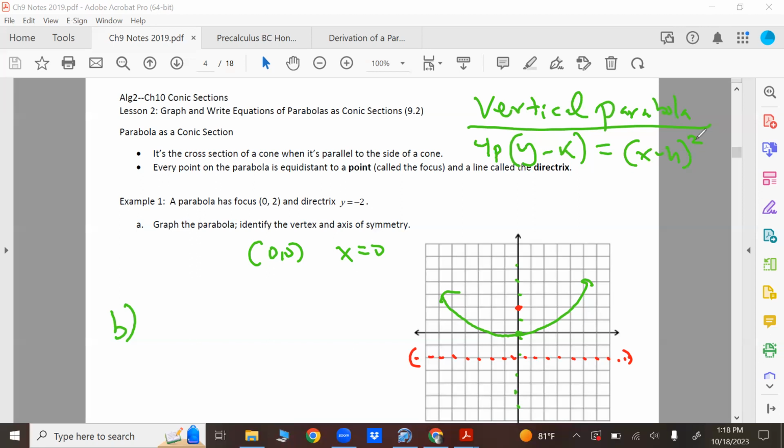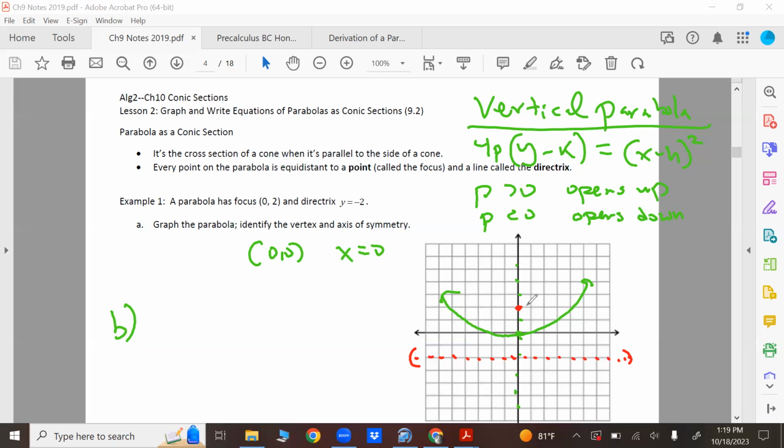So h is the x coordinate of the vertex, k is the y coordinate of the vertex, p is the distance from the vertex to the focus or from the vertex to the directrix. And it's opening up. P is positive when it opens up, and p is negative when it opens down. That's for a vertical parabola. There are going to be sideways parabolas. We'll get there in the next example. There are sideways parabolas too.